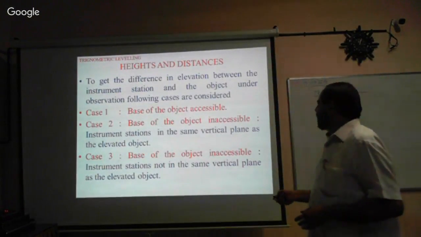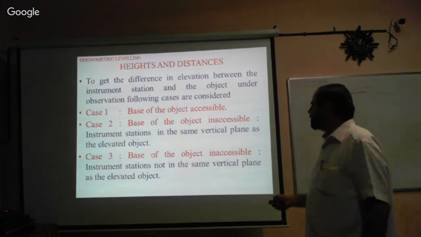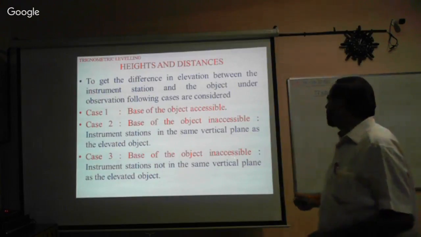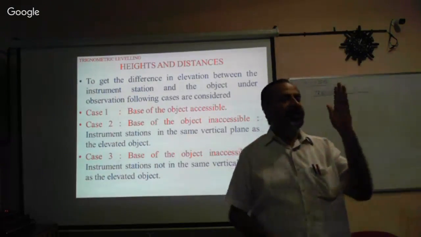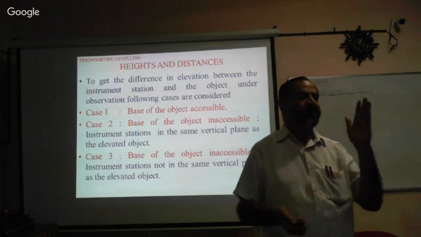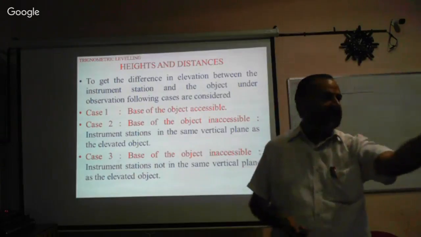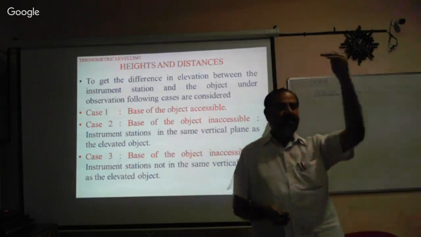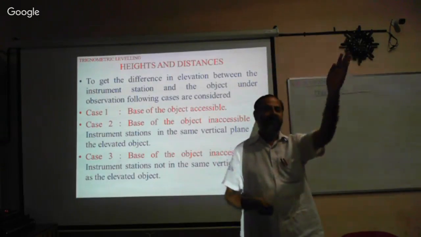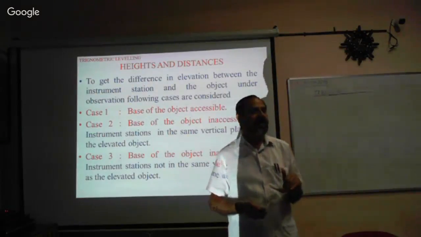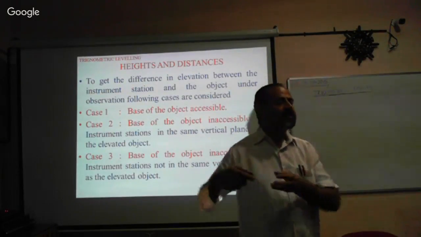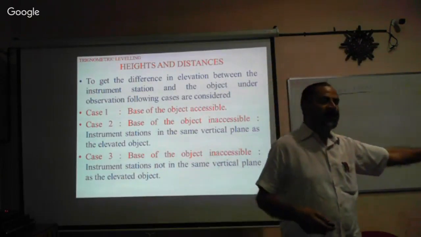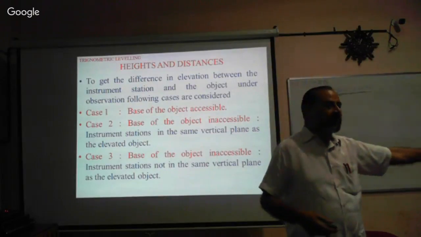And also when the base of the object is inaccessible, the instrument station depends upon the circumstances. Sometimes we can take it at one shot, by installing the instrument at one station A and station B and to the object, it is possible, isn't it? Sometimes it is not possible. Then what will we do? The instrument will be installed on one side, then take the vertical angles, then find another station, B, one more station.